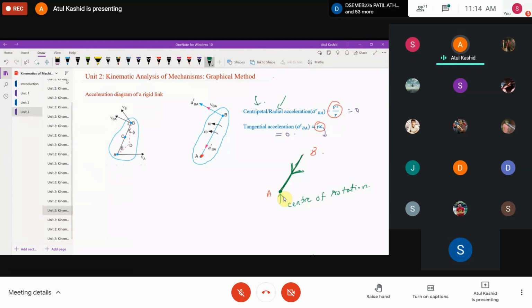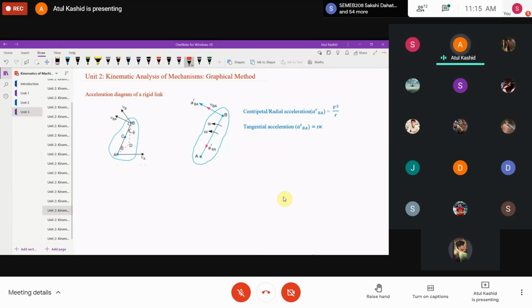So this was about the direction of the centripetal acceleration. And what about tangential acceleration? Tangential acceleration is always perpendicular to the link, and it will be in the direction of rotation of the link, right? So centripetal acceleration's direction will be parallel to the link and towards the center of rotation, and the tangential acceleration's direction will be perpendicular to the link, right? So two things you have to remember over here related to the magnitude and the direction.